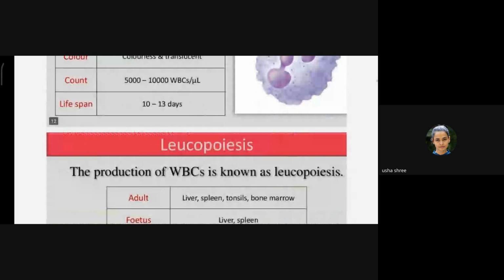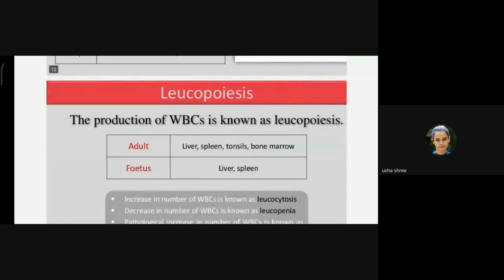And lifespan of white blood cells is about 10 to 13 days. Okay. Now, the process through which white blood cells are produced is known as leukopoiesis. Leukopoiesis is the process through which white blood cells are produced. Now, in adults, white blood cells are produced from liver, spleen, tonsils, and bone marrow. But in case of fetus, it is produced from liver and spleen.